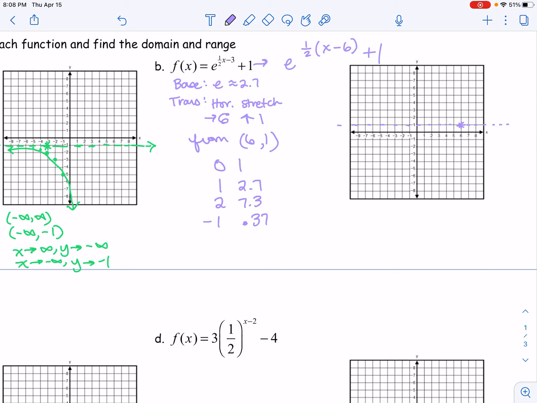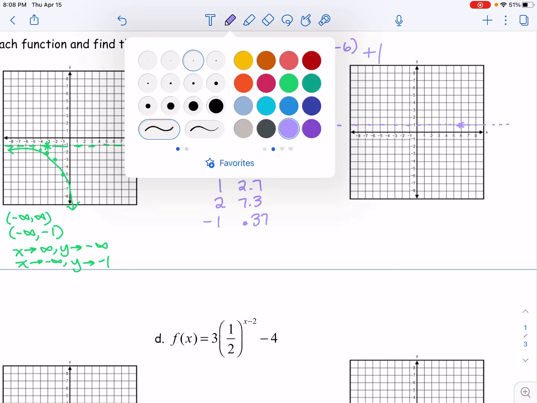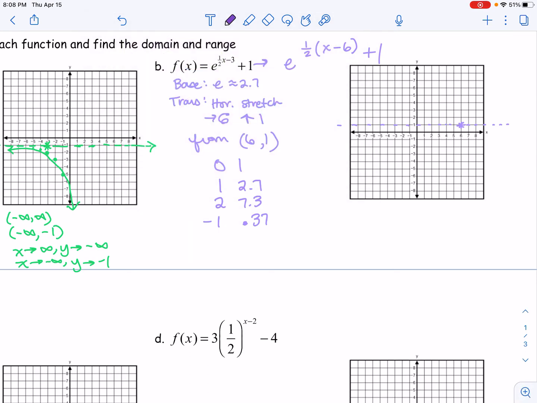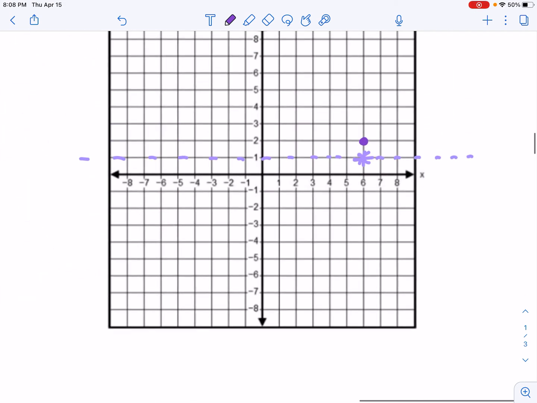Horizontal stretch, so I'm dividing by 1/2, aka multiplying by 2 to the x values. So 0 times 2 is still 0. Let's change colors. 1 times 2 is going to be 2. 2 times 2 is 4. And negative 1 times 2 is negative 2. So, now from that point, that asterisk, from 6, 1, I'm going to go 0, 1. I'm going to go 2, 2.7. So 2, 1, 2.7 would be like somewhere here.